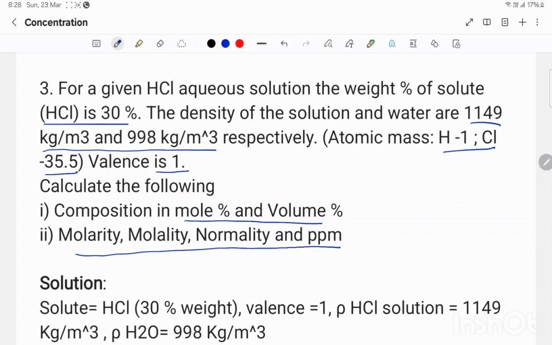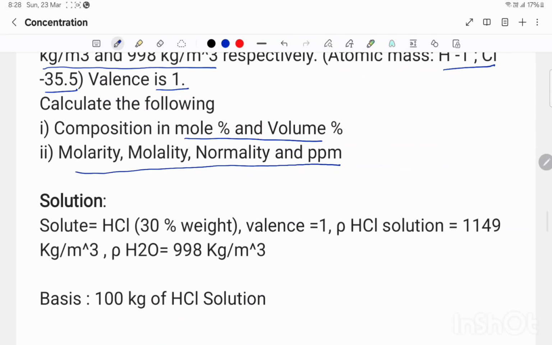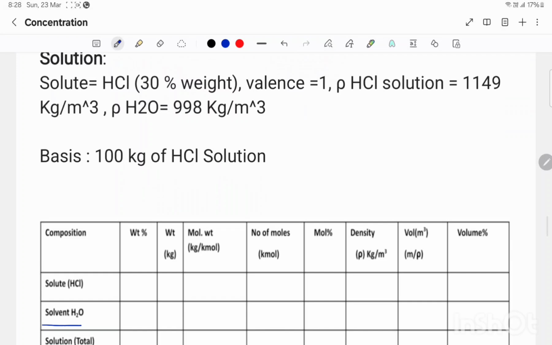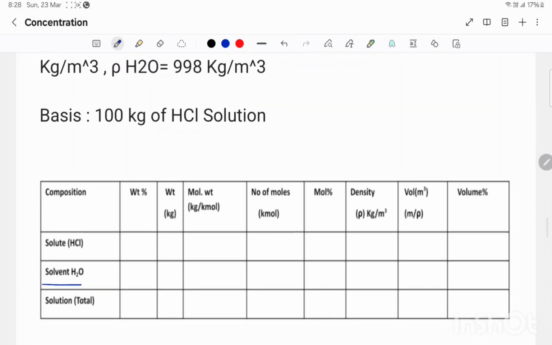So in the given problem, the solute is HCl and the solvent is water. They have given us the density of the HCl solution as 1149 kg per meter cube and the density of water as 998 kg per meter cube. Now let us solve the problem. To simplify the problem, we will make it out as a table and solve it.